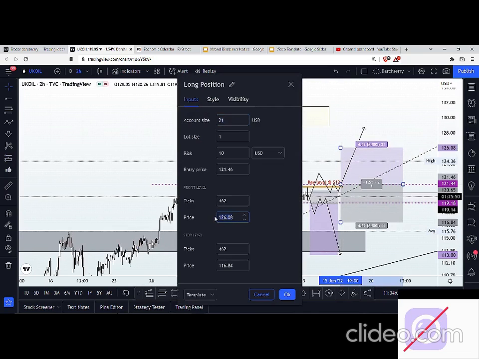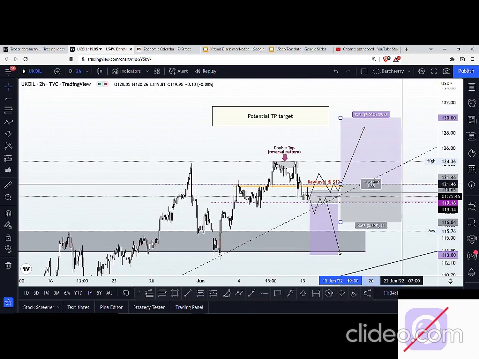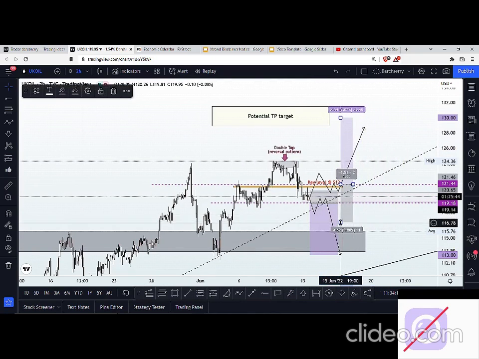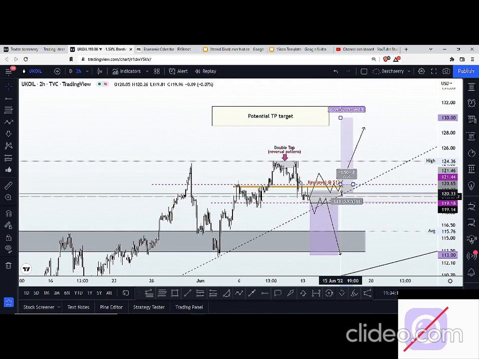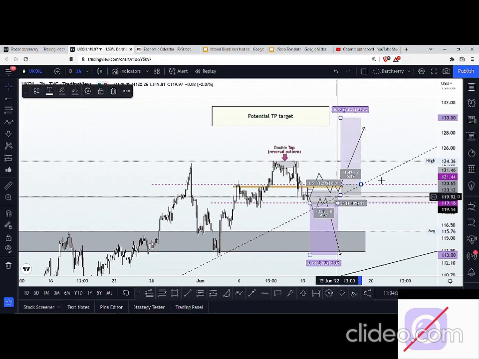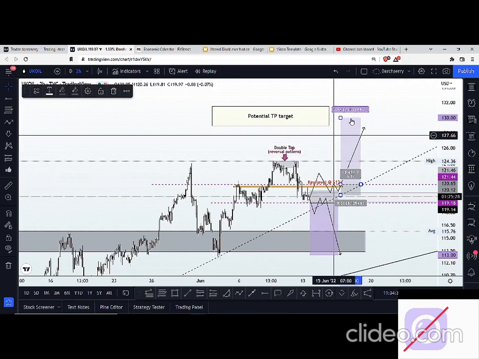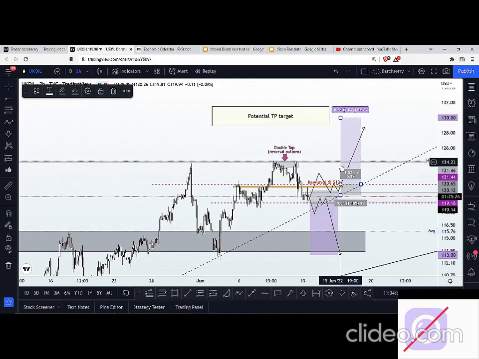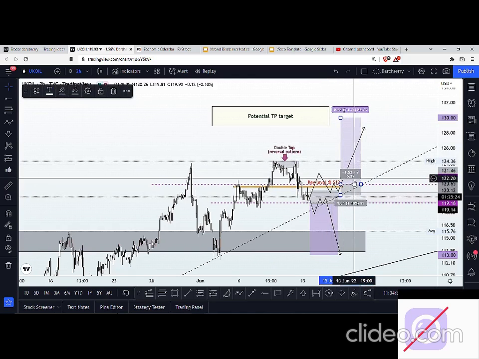$130. So allow me to label this area. We have $130 here, and we have somewhere around here. So we have our stop loss right below previous structure at around 130 pips. And we have a take profit target of around 850 pips. That's an approximate risk ratio of 1 to 7.